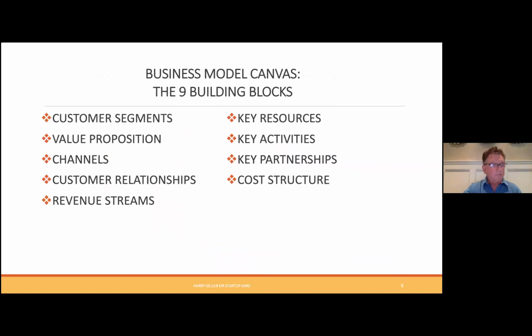So the business model canvas is broken out into 9 building blocks: customer segments, value proposition, channels, customer relationships and revenue streams, and then key resources, key activities, key partnerships, and cost structure.